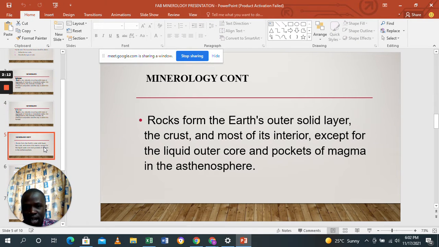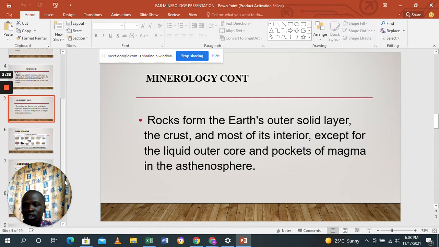Let's proceed and get some more information about rocks. Rocks form the Earth's outer solid layer, that is the crust, and most of its interior, except for the liquid outer core and the magma in the asthenosphere. So that is the definition of rocks.